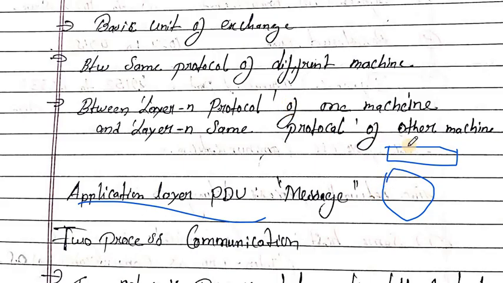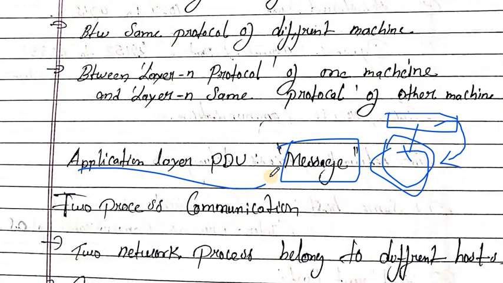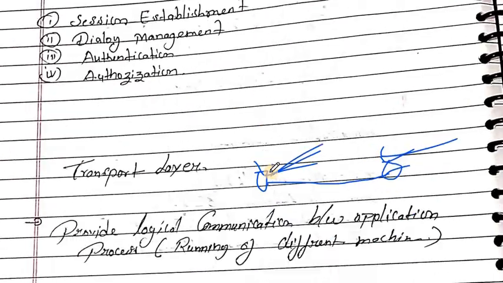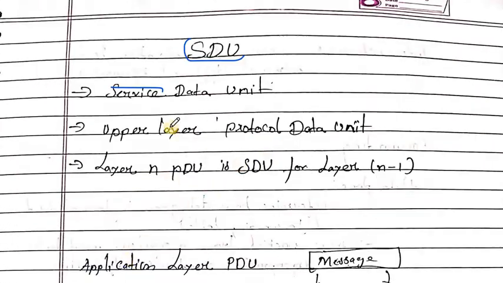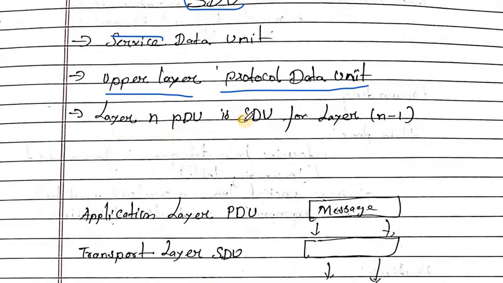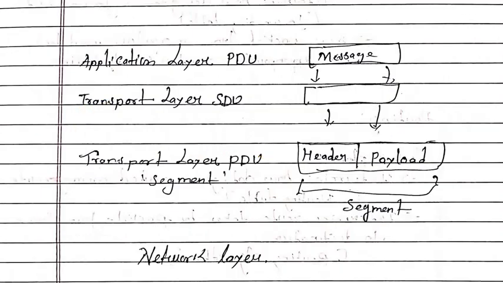The application layer wants to communicate with the next lower layer, and to communicate with this lower layer, the application layer sends a packet. This packet is called a message. The application layer packet is called a message. Now in the transport layer there is an SDU, service data unit, which is the upper layer's protocol data unit. What is the SDU? The SDU is the upper layer's PDU, and a layer's PDU is the SDU for the next layer. Let's see an example with the diagram.